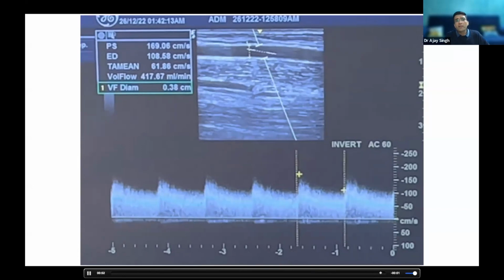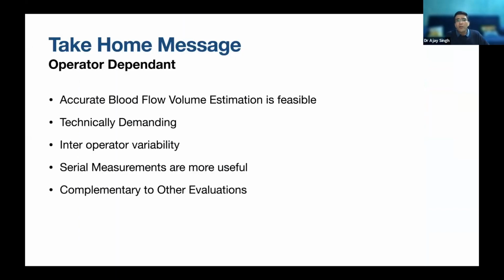So take home message, I would say, is that accurate blood flow volume estimation is feasible, but it is technically demanding, and it's operator dependent. Even small errors in measuring can result in large variation in the actual volumetric analysis. There is a lot of inter-operator variability. So I think you should do it yourself and then do the serial measurements, which are more useful.